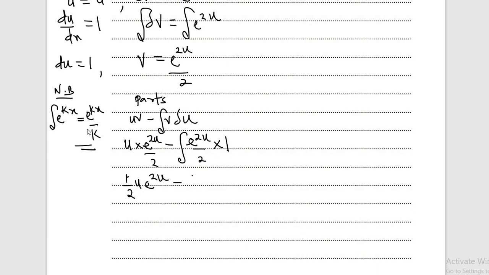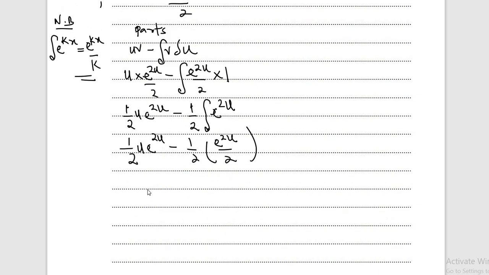This function can be written as, we can bring 1 over 2 out. What is left in? e raised to power 2u. Check it properly, see it's right. So we have half u e raised to power 2u minus half the integral of e raised to power 2u. When you integrate e raised to power 2u, what do you have? e raised to power 2u over 2. So at the end of the day, we have half u e raised to power 2u minus 1 over 4 e raised to power 2u.